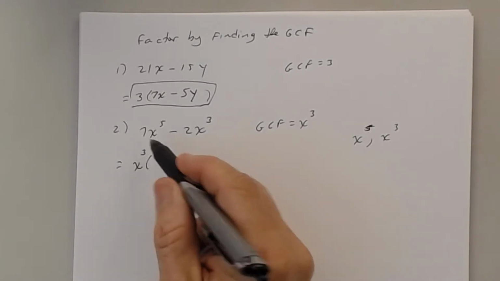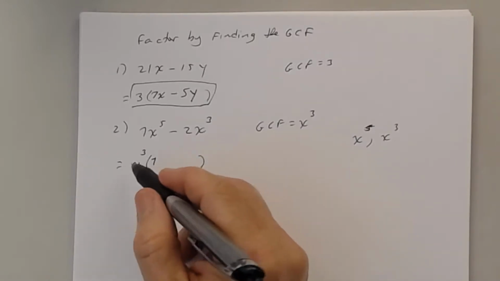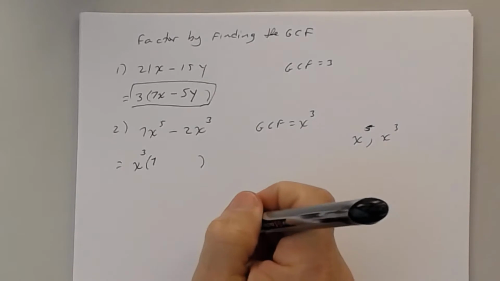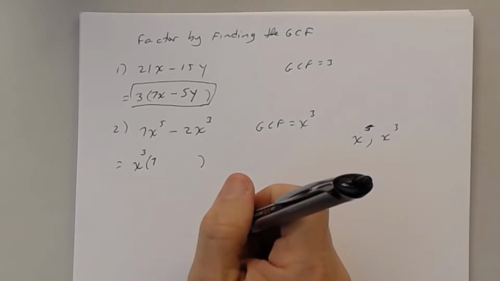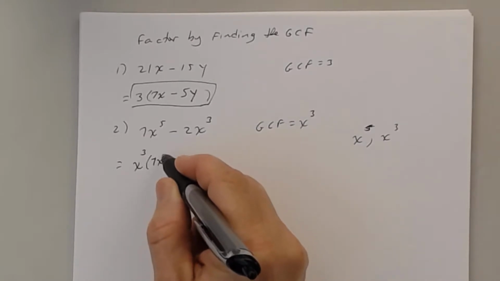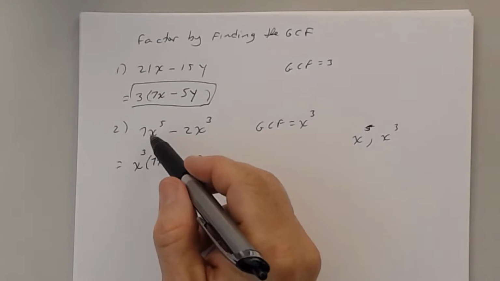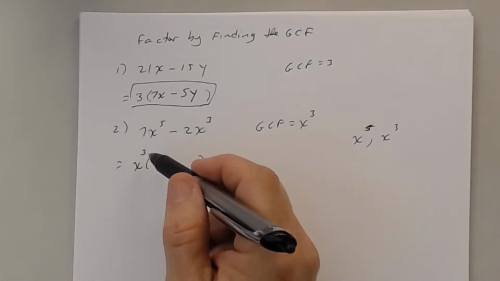X cubed times what is 7x to the 5th? 7. Why are you saying 1 times x cubed is 7x to the 5th? Who said 1? 7x to the 2nd. 7x to the what? 2nd. You're not going to say 1 because x cubed times 1 is x cubed. What did I want? 7x to the 5th.